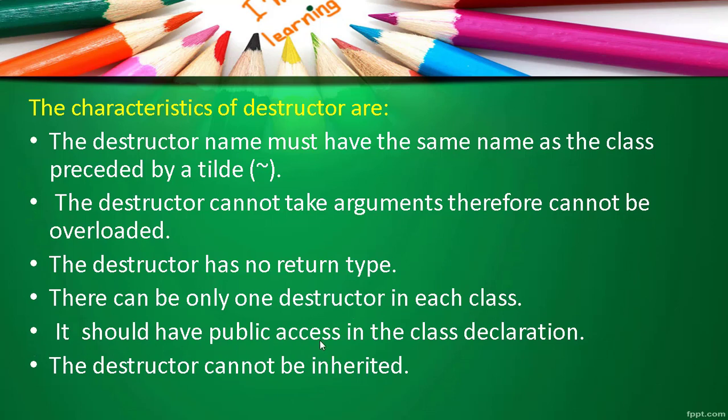It should have public access in the class declaration. So a destructor should be declared in the public access specifier. It cannot be declared in the private or protected access specifier. The destructor cannot be inherited, unlike a class, which can be inherited by another class. The destructor cannot be inherited by another class.